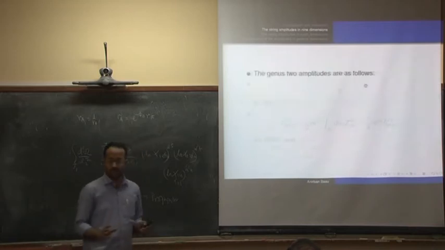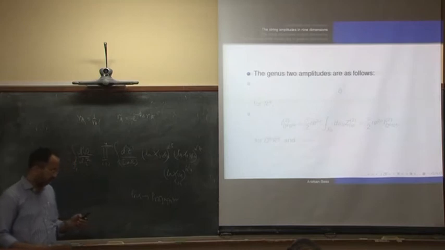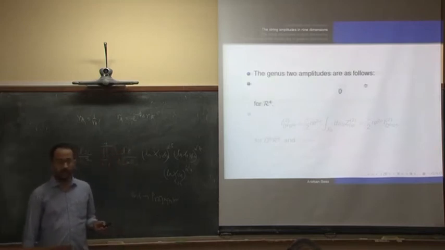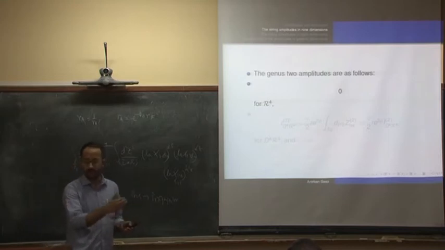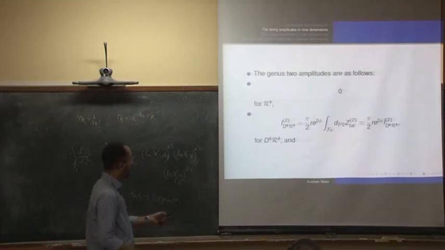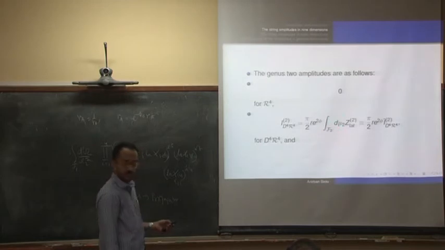So now let's go on to genus 2, which gets more complicated. For R^4 it is 0, because R^4 stops at genus 1. Then you have D^4 R^4, which is still more or less practical. I'll review what these things are. But this is the radius, this is the measure on the genus 2 moduli space.